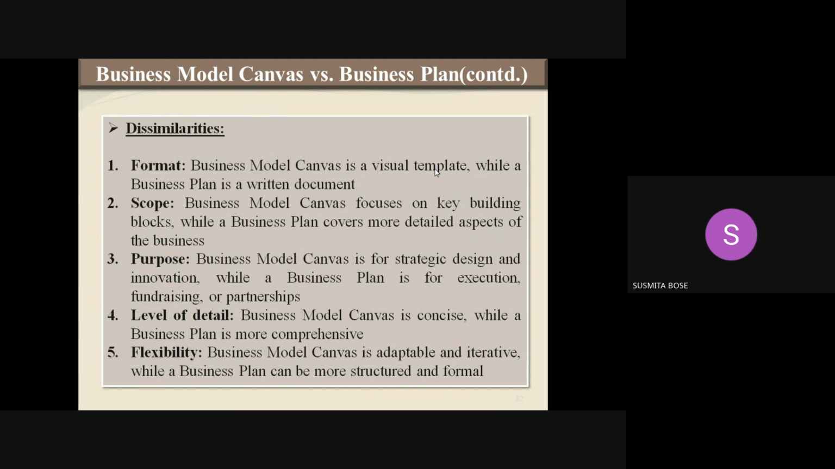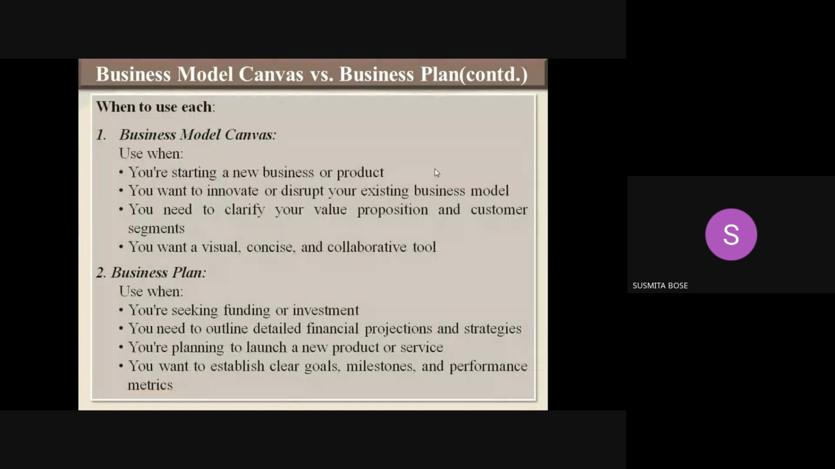BMC is adaptable and iterative. You can change instantly, while a business plan can be more structured and formal. When to use each? When you are starting a new business or product, you want to innovate or disrupt your existing business model, you need to clarify your value proposition and customer segment. You want an instant visual, concise, and collaborative tool, then you use business model canvas.